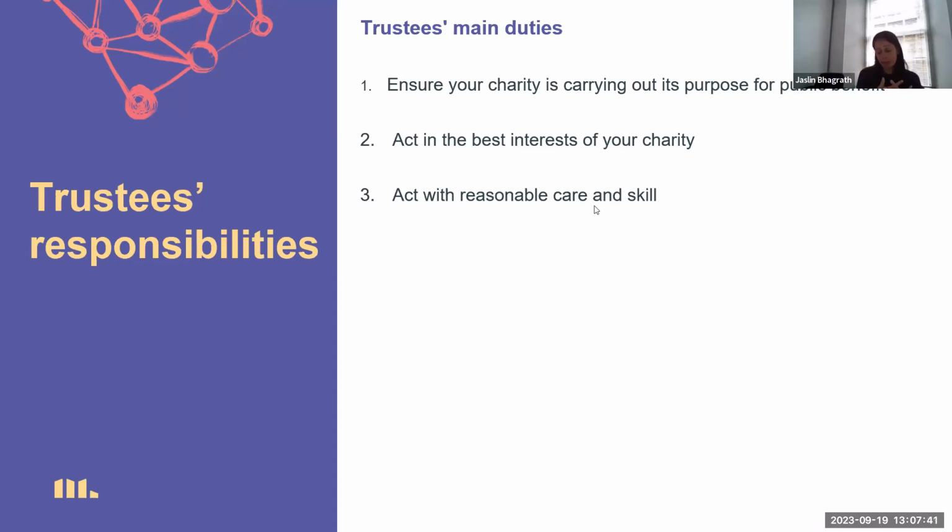As well as acting with reasonable care, part of what links to the finances is making sure that at the beginning of a financial year, you as a board of trustees agree financial budgets, and during the course of the year, you manage the financial performance by looking at how you're performing against those budgets.